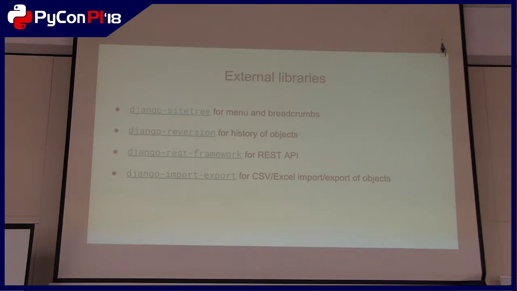I had nothing against Reversion, but in our case we'll find more useful libraries that will show us the difference between models in time, and we are not releasing the feature of going back to some particular revision. We use, of course, Django Rest Framework for the REST API, and the library called Django Import Export for importing and exporting the list of our objects to CSV or Excel format and so on.